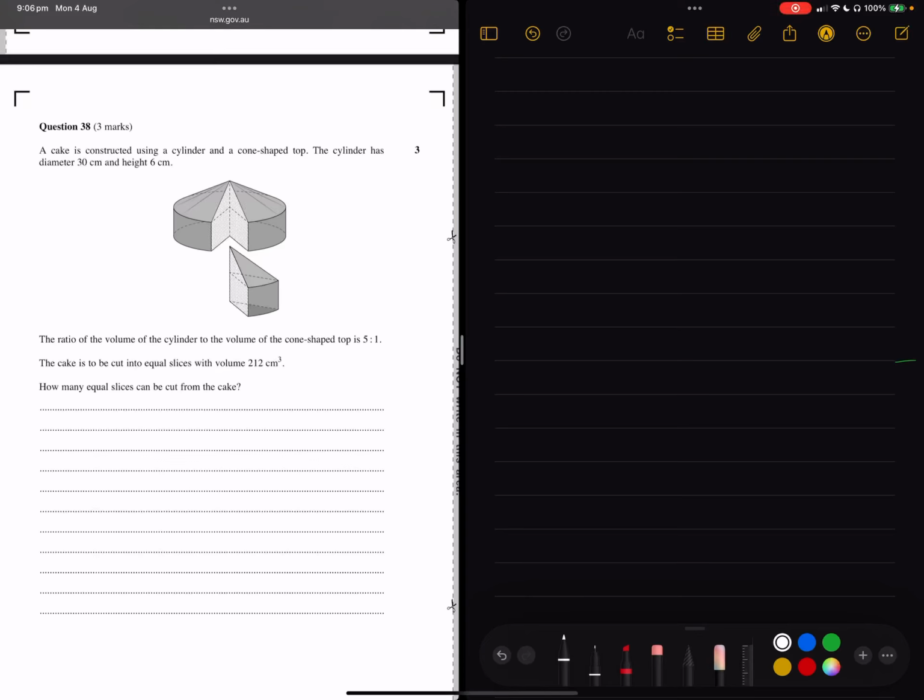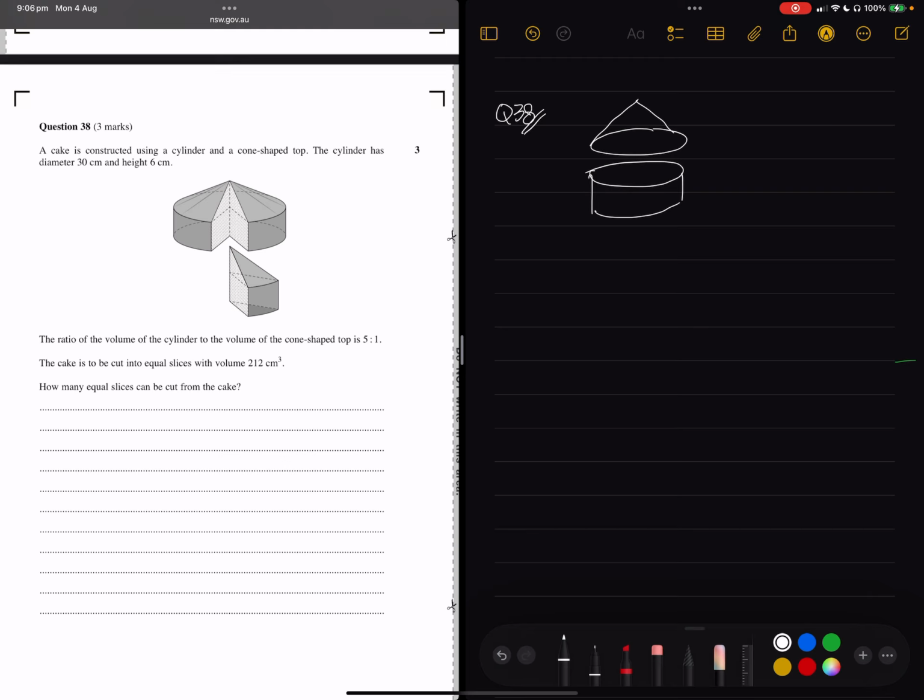All right, so let's have a look at question 38 from the Standard 2 2024 paper. We are told a cake is constructed using a cylinder and a cone-shaped top. So let's draw our cylinder, looks like this. And let's draw our cone-shaped top, and let's draw them separate. So it looks like this.